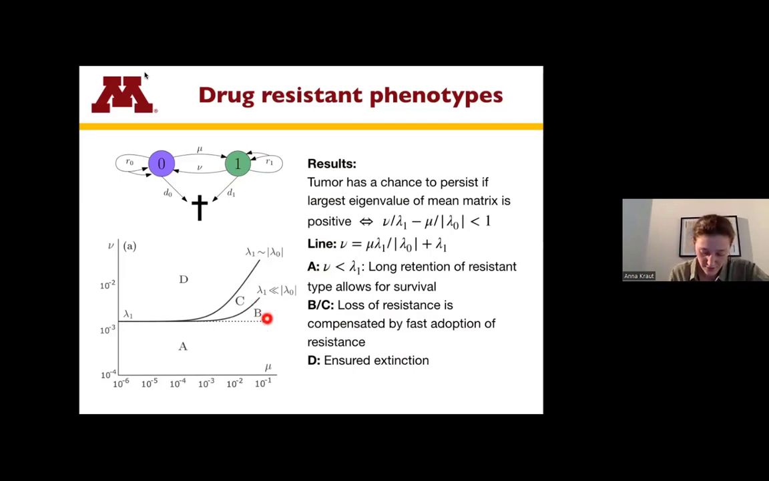But then there's also a small region here where this is not the case, but nevertheless the tumor can persist, and that is because in this case, this mu here needs to be relatively large to balance out the large rate mu, and that means that the loss of resistance is compensated by very fast adoption of resistance. And then we have this large D region where extinction is ensured in the process.